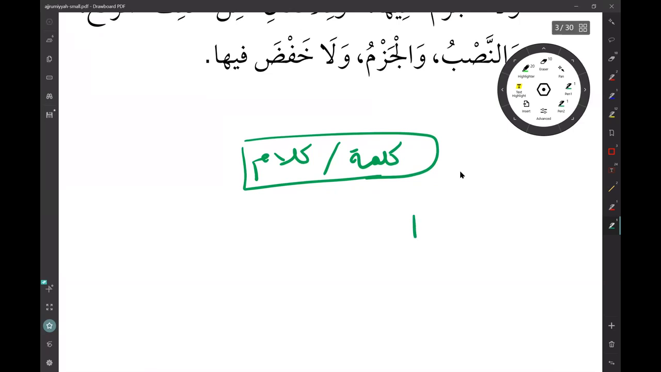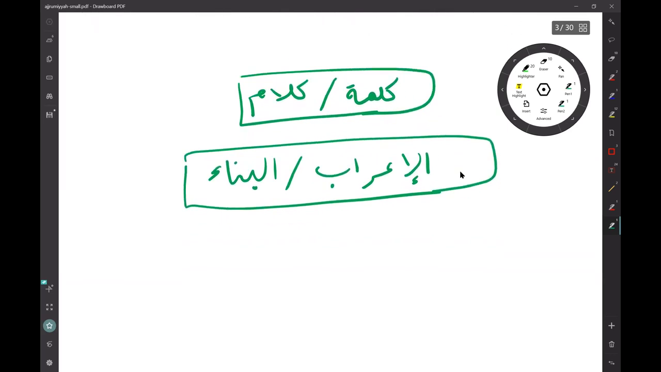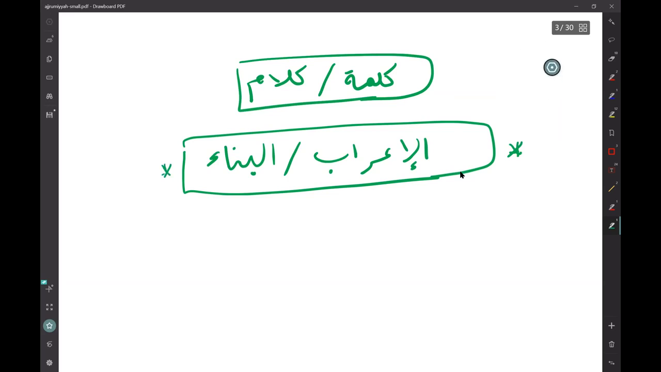Then it starts with al-i'rab and al-bina. Okay, this is a big topic. Everything that we study will be something related to these things. Remember what I said before, the entire Arabic language revolves around this concept, i'rab and bina.